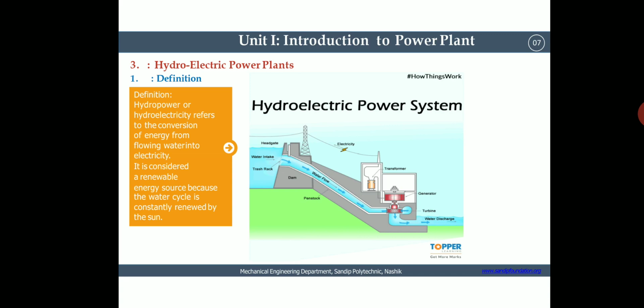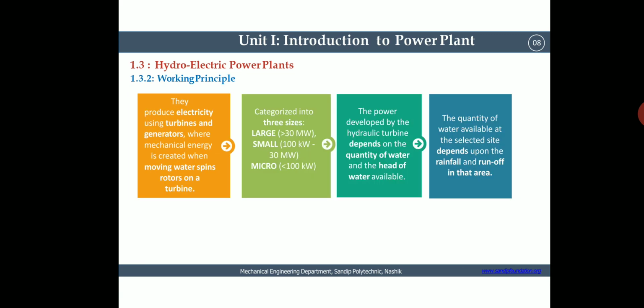In the figure you can see there is a dam, with water on the left side, blue color water. Then there is a penstock, then turbine, then generator, then transformer, and electricity. Basically it is working on a basic principle. They produce electricity using turbines and generators, where mechanical energy is created when moving water spins the rotors of a turbine.